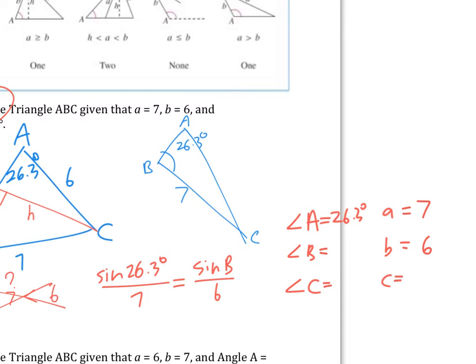All right, let's give you the answers. So angle B is 22.3 degrees, angle C is 131.4 degrees, and then side c is 11.9. Just a reminder, make sure you do put the degree sign.